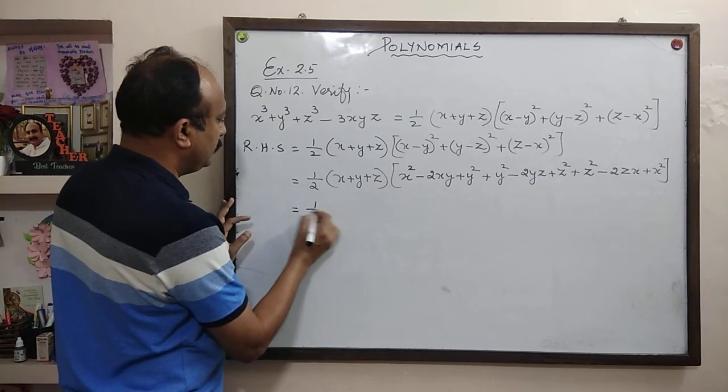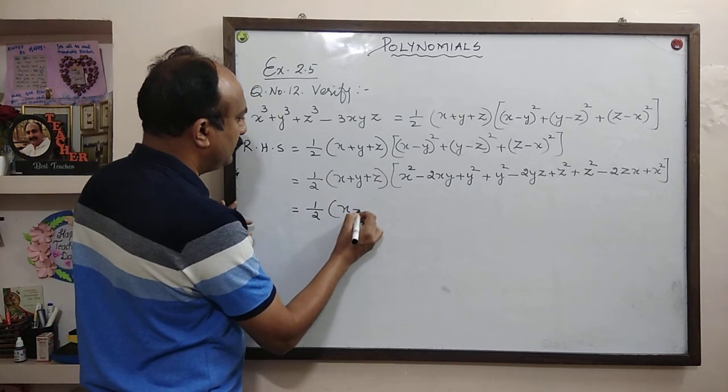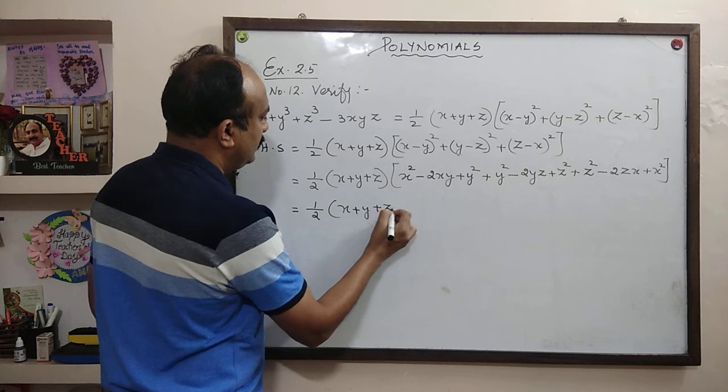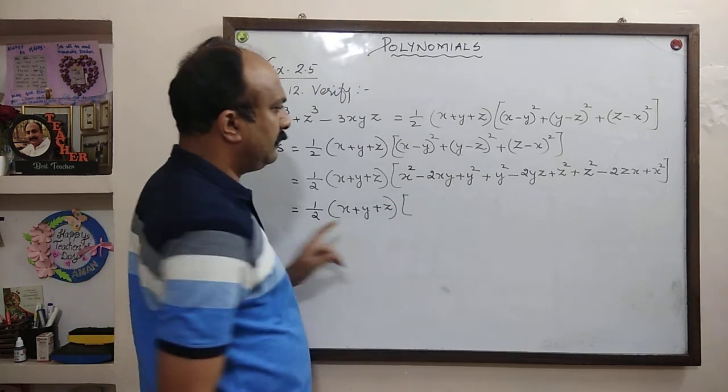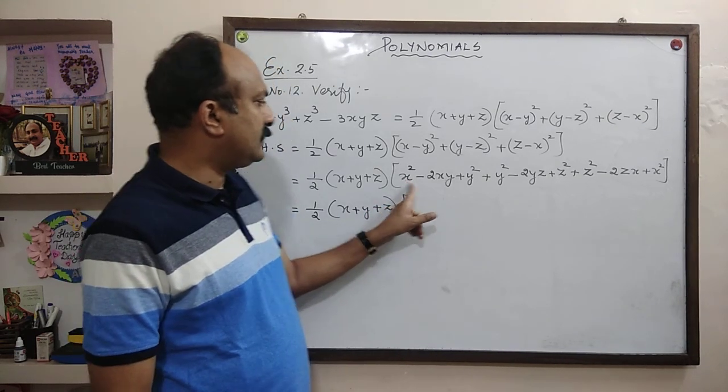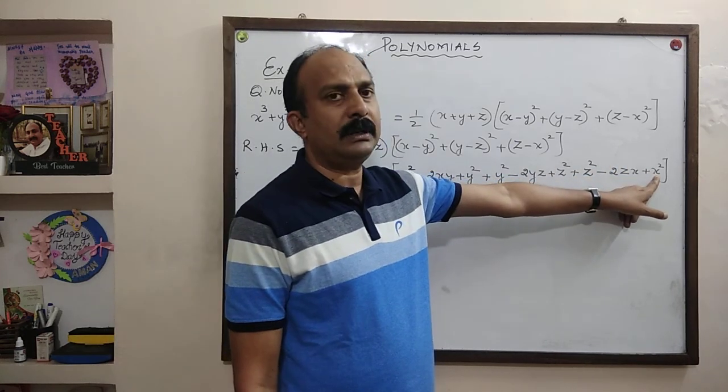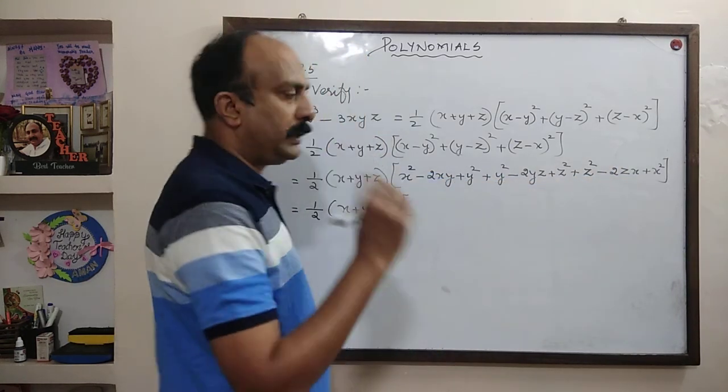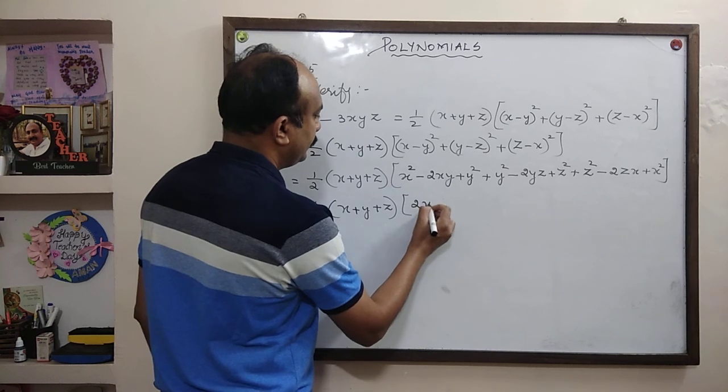Now it is equal to half into x plus y plus z into, now you see here there is an x square and here there is an x square. X square plus x square, 2x square.